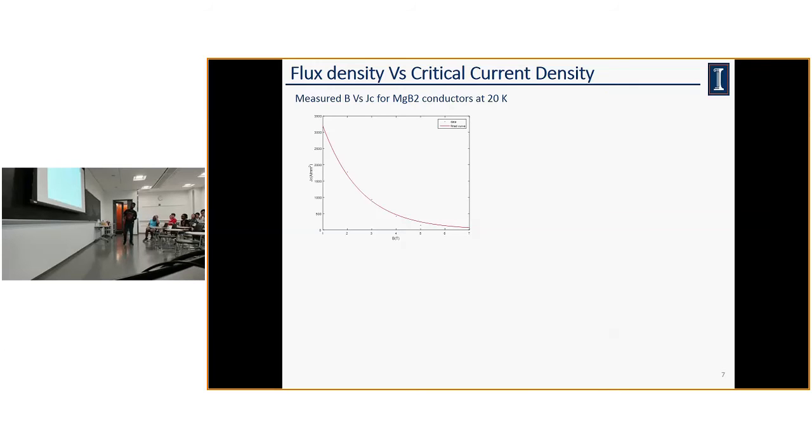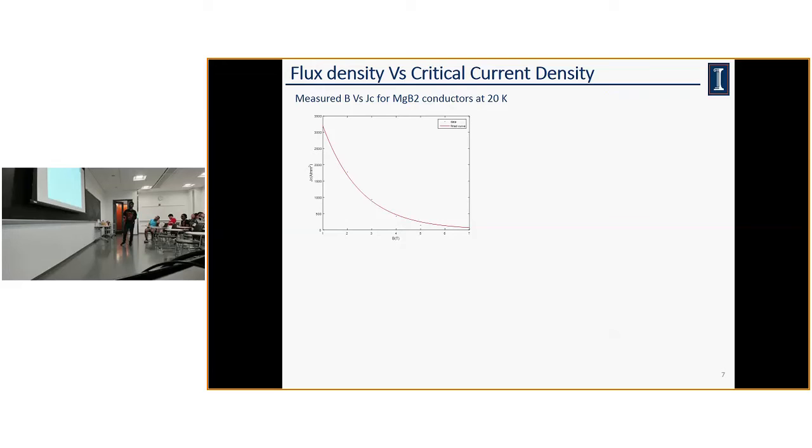So, the first challenge we have is the critical current density. Even though I say that we can push more current, it depends on the applied field. If you increase the flux density, then we can't push as much current through the conductor. You can see that at 2 Tesla we can apply around 2000, and if we go to 6 Tesla, it comes down to a very low current density.